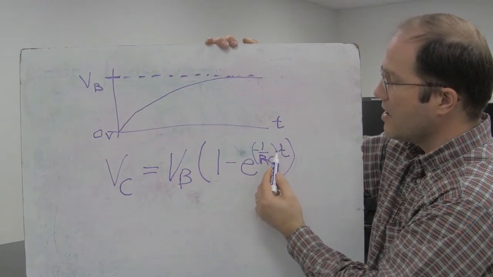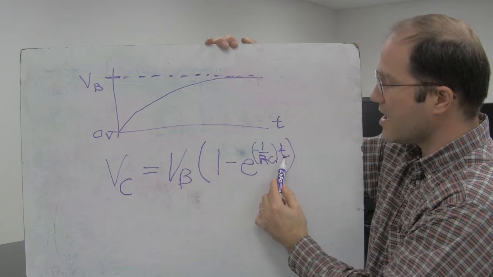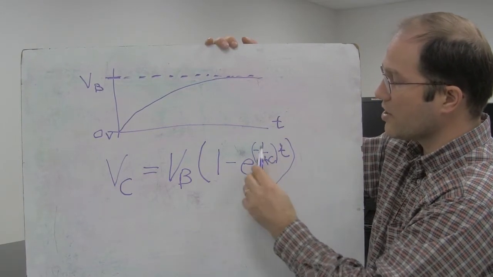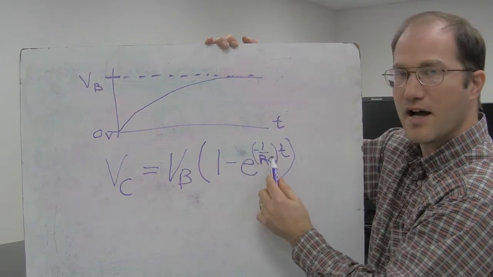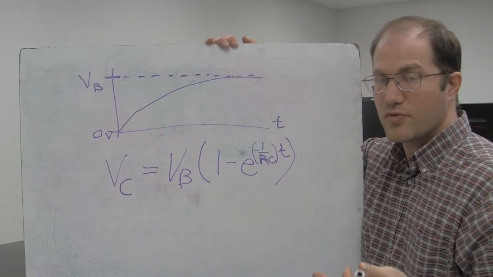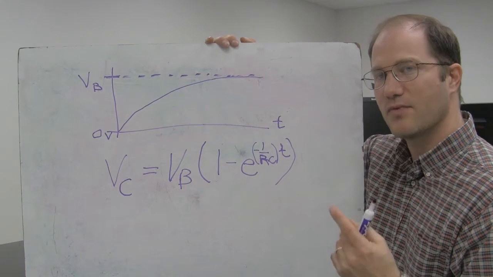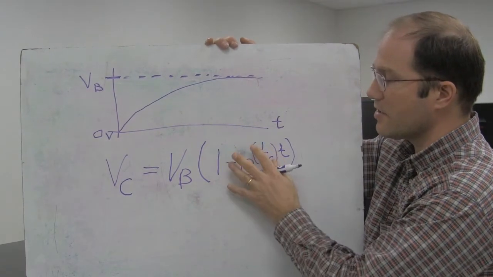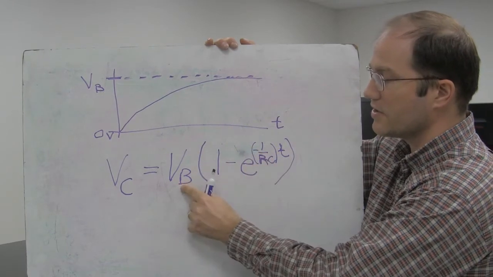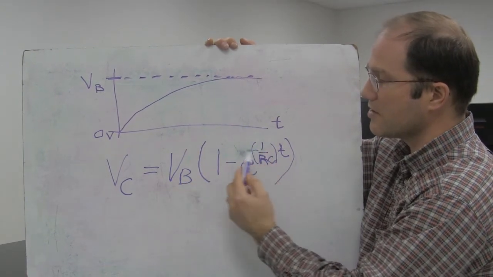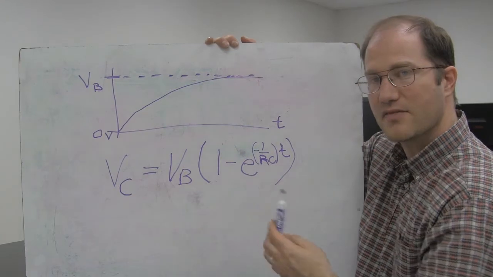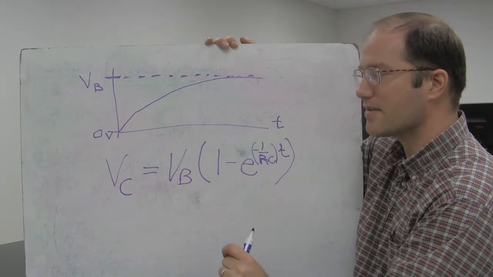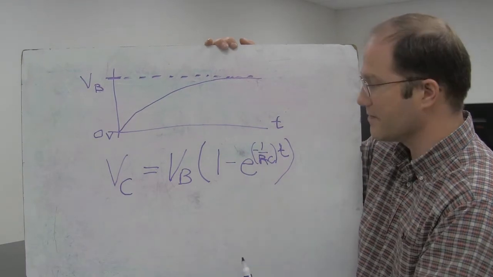Let's check our initial conditions. When time is equal to zero, this whole exponent term goes to zero. E to the zero power is one, like anything to the zero power. So 1 minus 1 gives us 0, and 0 times the battery voltage is 0. So when time is 0, the voltage across the capacitor is 0, which is why we want to start with a discharged capacitor so that this model works.